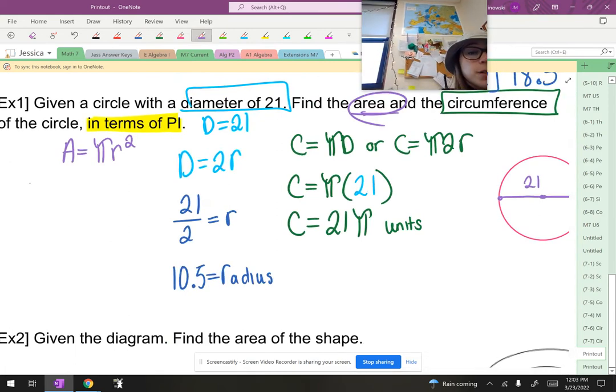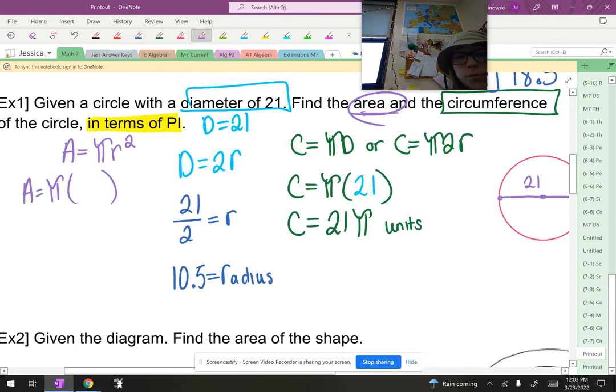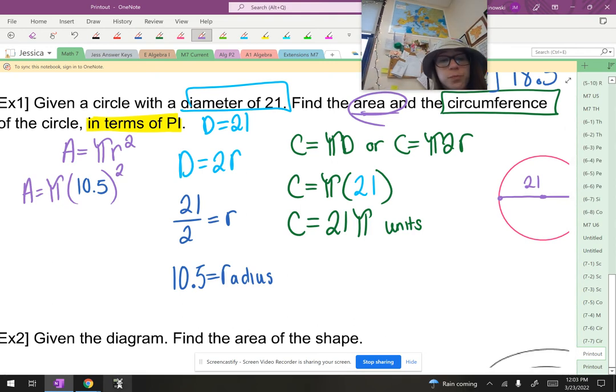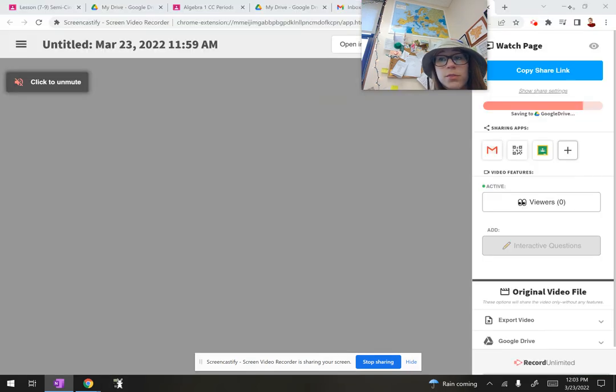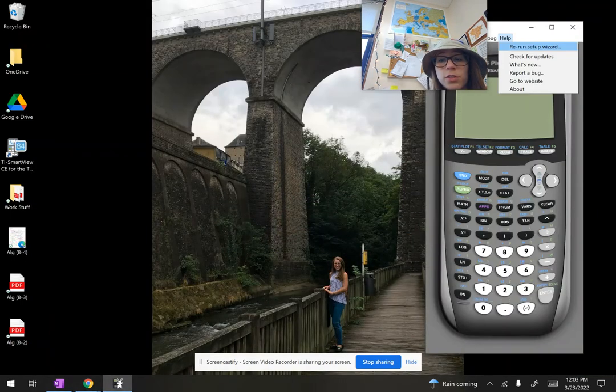So back to my formula. Area equals pi times radius squared. Radius is 10.5. And keep your squared squared. So now again, the in terms of pi just tells me that I am not plugging pi into the calculator, but there is some math that I can do in the calculator if my calculator wants to load, which there it is.